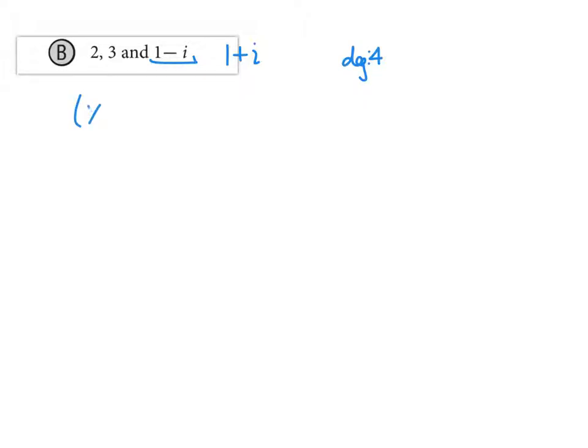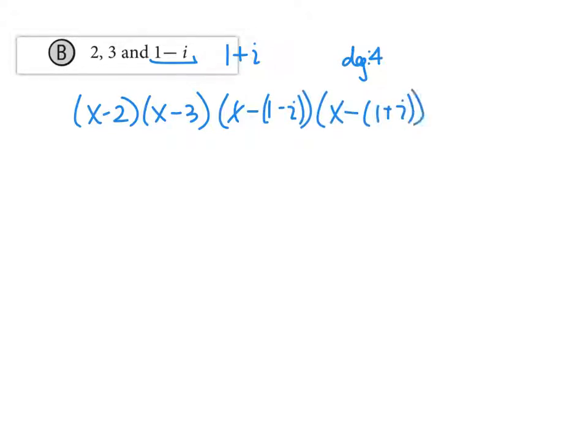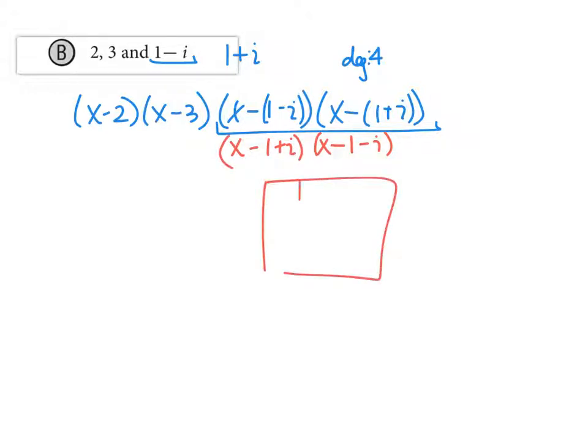We'll go ahead and write our factors: x minus 2, x minus 3, x minus 1 minus i, and x minus 1 plus i. Again, I'm going to focus on this imaginary part first, simplifying it. So that's going to give me x minus 1 plus i, x minus 1 minus i. Okay, I'm going to set up the box again. x, negative 1, i; x, negative 1, negative i. Then just multiply.